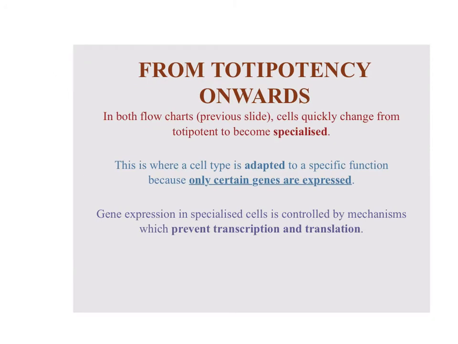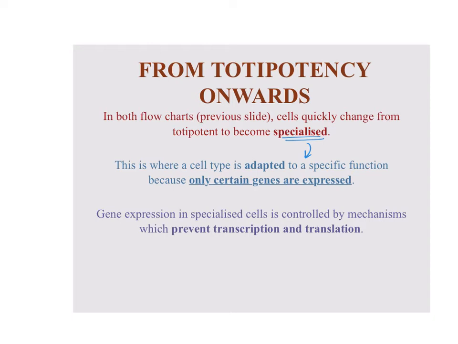And as we said, in that diagram, the totipotency occurs only at the very beginning of the developmental stage. And after that, the cells become specialised, so they start to lose that potency. Now at A level, we're going to change our definition of a specialisation.